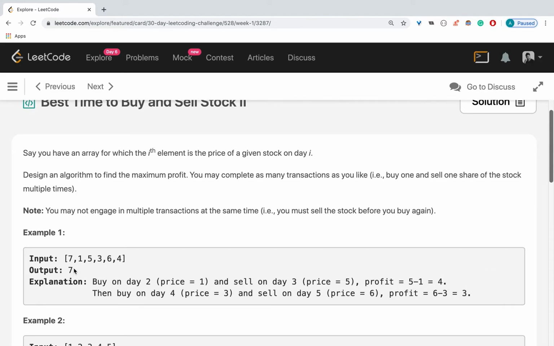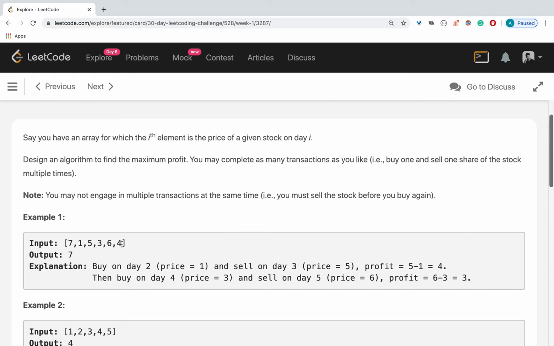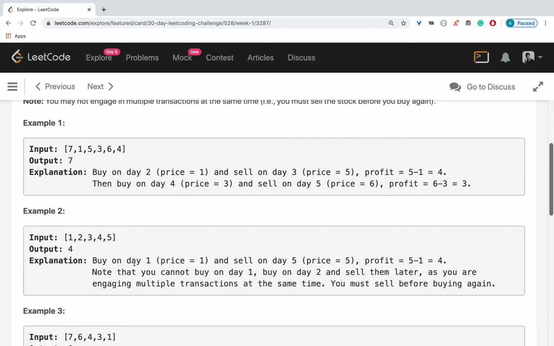The condition here is you cannot buy the stock again before selling it. So you have to sell first and then buy again. You must sell the stock first before buying again. So let's say if you have bought at 1, then you cannot buy again until you sell this stock. Okay, now let's see one more example.